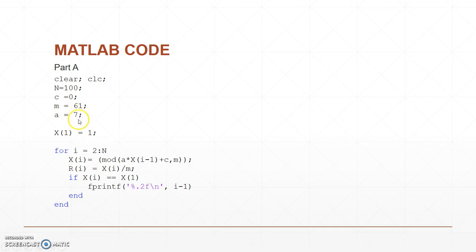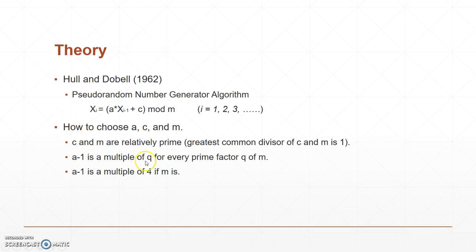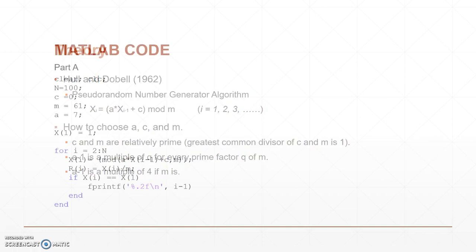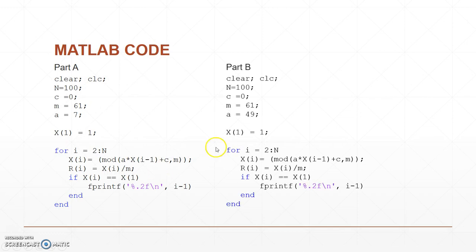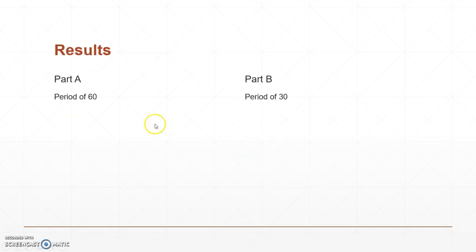What we want to do is set A equal to 7 in this equation. Now again, this matches what we wanted for the theory, where A minus 1, which was 6, is a multiple of Q for every prime factor Q of M, and A minus 1 is a multiple of 4 if M is. But obviously M is not a multiple of 4 because M was 61. So that's part A. For part B, all we do is change this over to 49. We run the same thing, and the results for part A and B are as follows. For part A, we get a period of 60, and for part B, we get a period of 30.